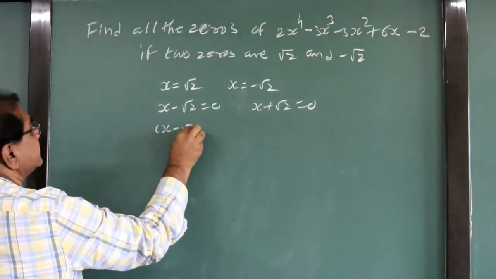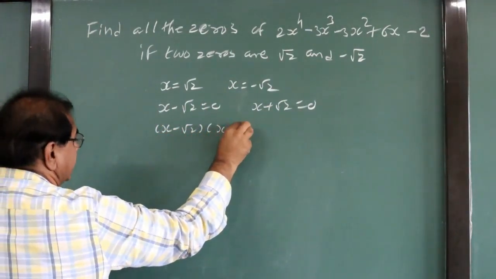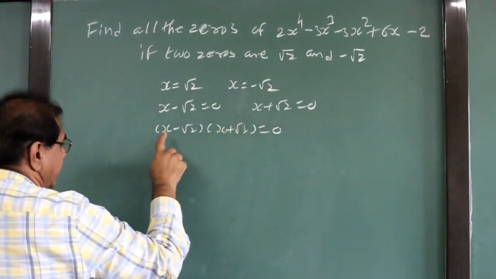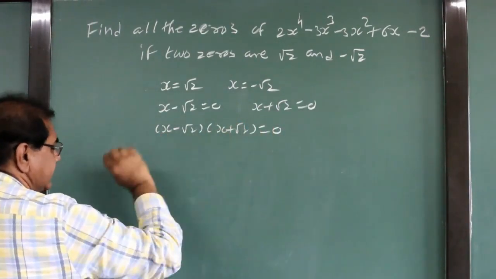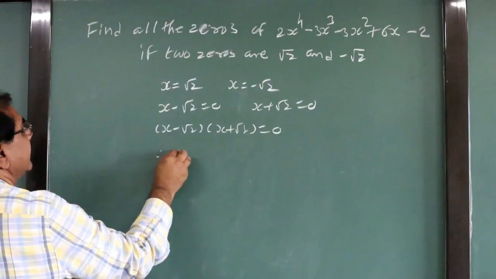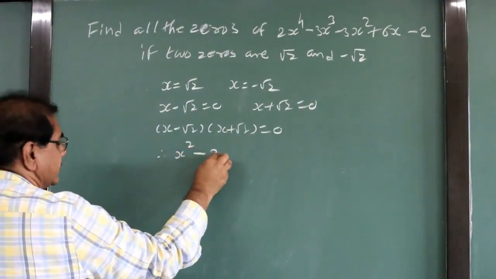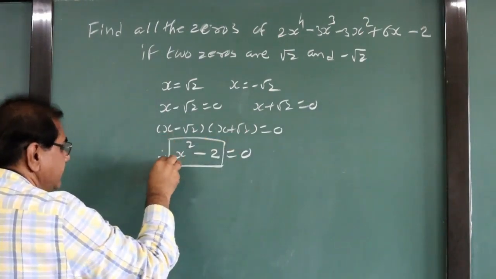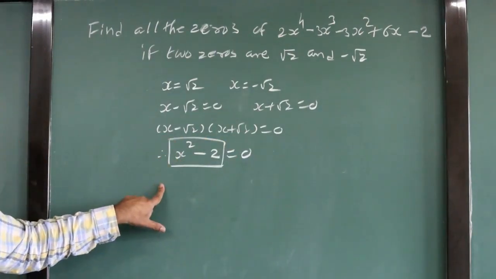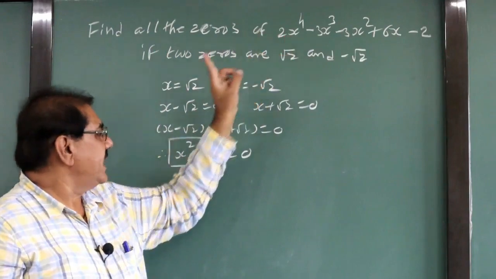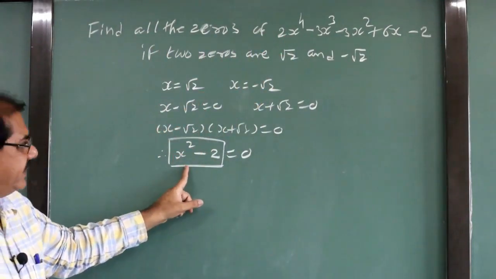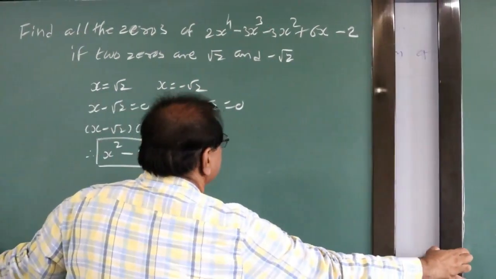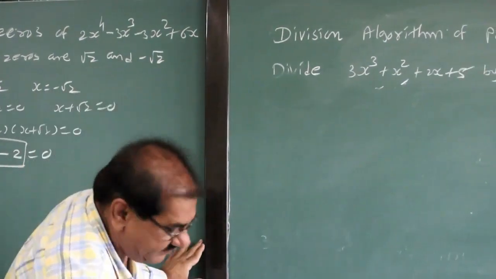So these two are the factors of the polynomial. So x minus root 2 into x plus root 2. A minus b, a plus b, answer is a square minus b square. So therefore x square minus 2. So this x square minus 2 becomes the divisor polynomial. So now this polynomial I divide with this polynomial. Okay? So I take it on this board so that you can understand properly.